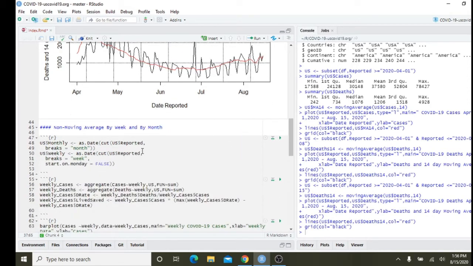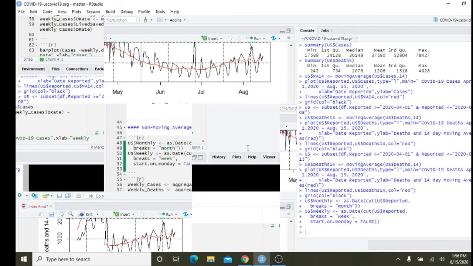Now let's look at non-moving averages by week and by month. Create the dates.